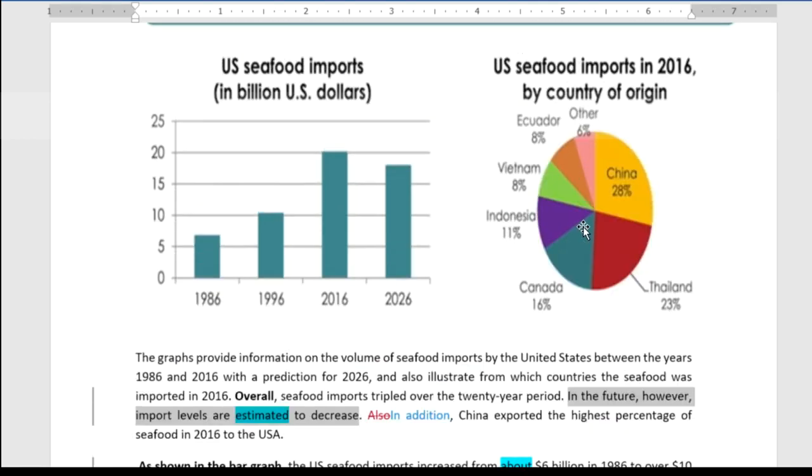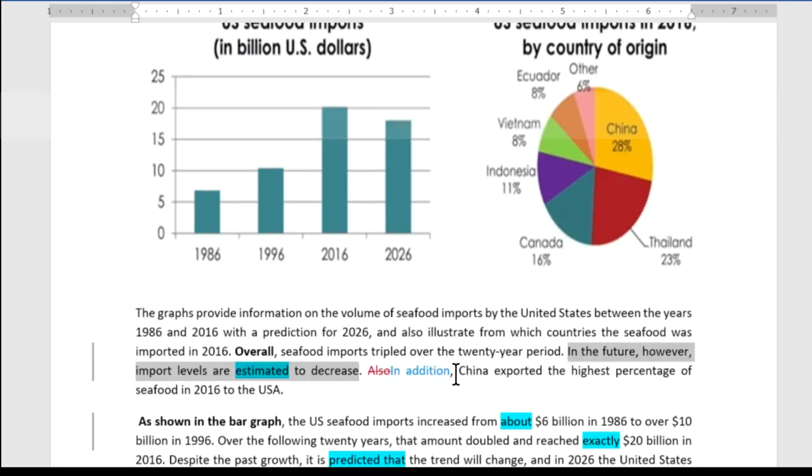And then we also need to take care of the pie chart in this overall summary as well. We must summarize the pie chart. We can't just summarize one of the charts. And so let's see what we've got. I'll mention this later. So we know which country exported the highest. China exported the highest percentage of seafood in 2016 to the USA.